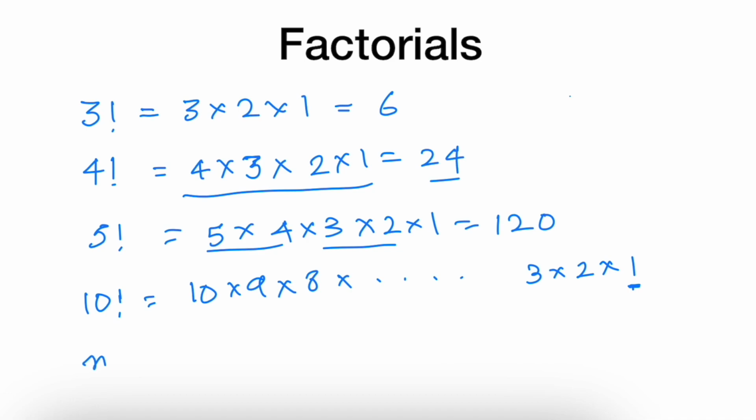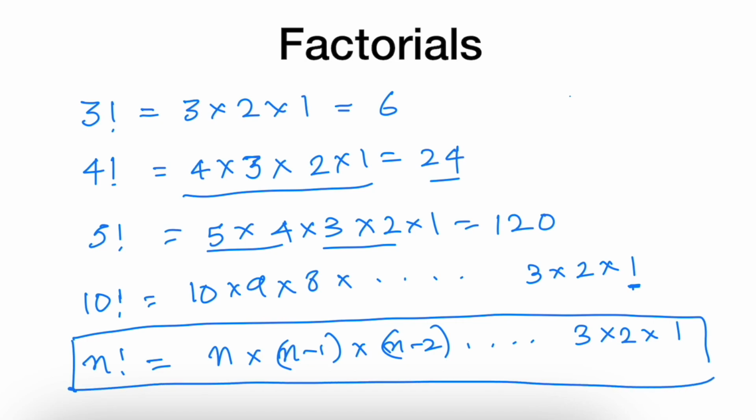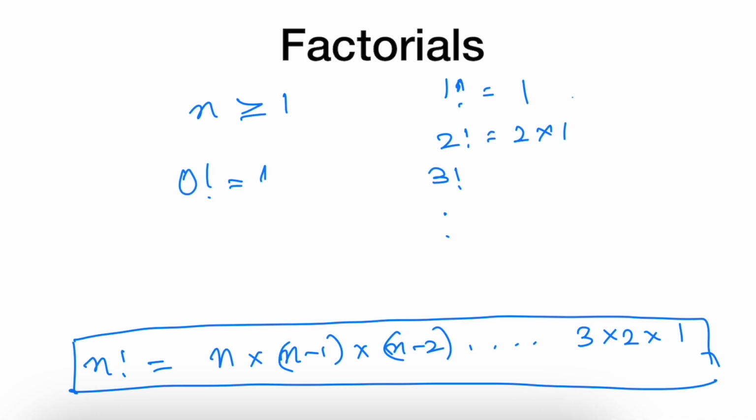So now suppose we have n factorial, we can write this as n into n minus 1 into n minus 2, and this goes up until 3 into 2 into 1. So this is the formula for n factorial. So we have factorials for n greater than or equal to 1, because 1 factorial we know is 1, 2 factorial is 2 into 1, and it goes on like that. But we also have 0 factorial, which is also equal to 1. So you need to remember that 0 factorial is always equal to 1.